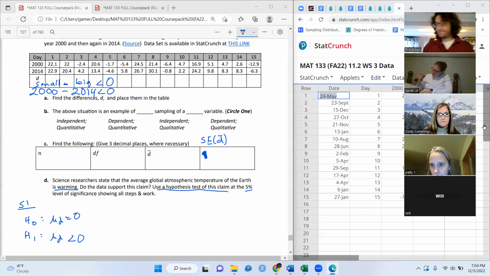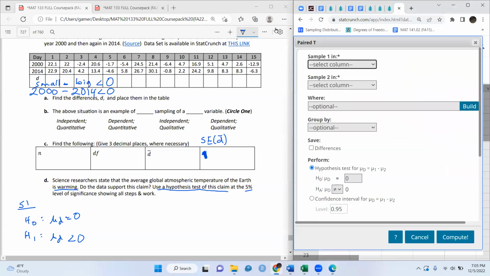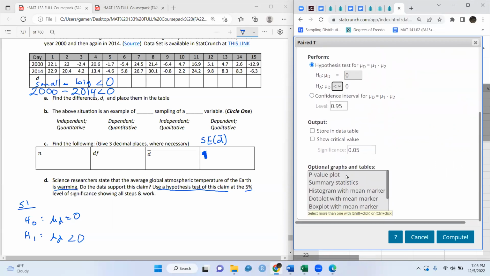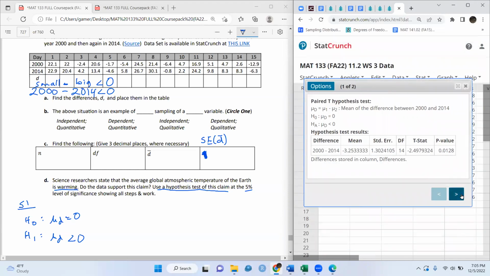Okay, that was 5 minutes. I'm just going to quickly run the t-stat test, the paired. So we did 2000 as sample 1, 2014 as sample 2. I'm going to save the differences so I can type them in. We're doing a hypothesis test. We're expecting this to be less than 0. Why not include the p-plot? There it is. Does that look like what you all got?